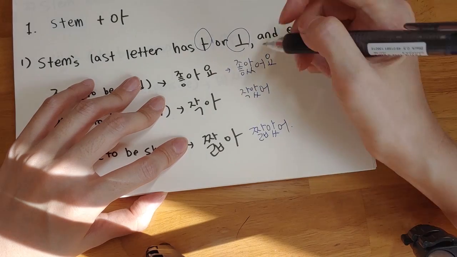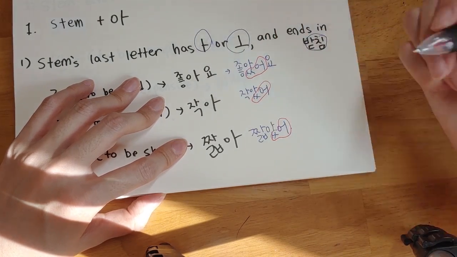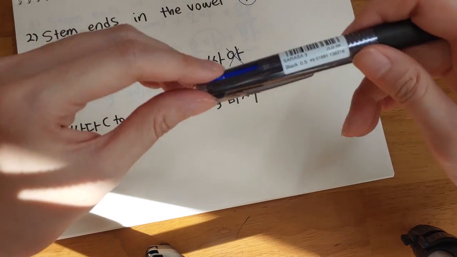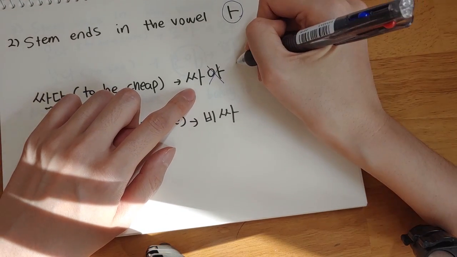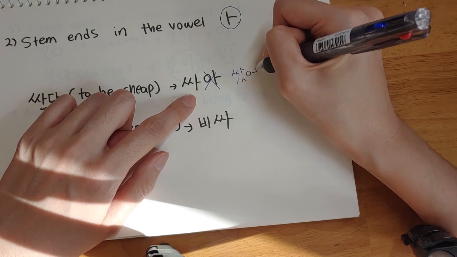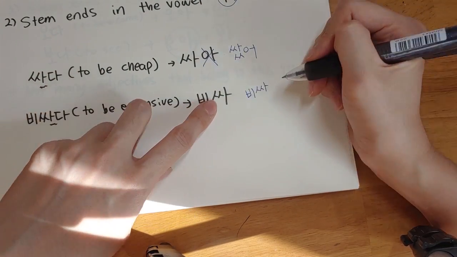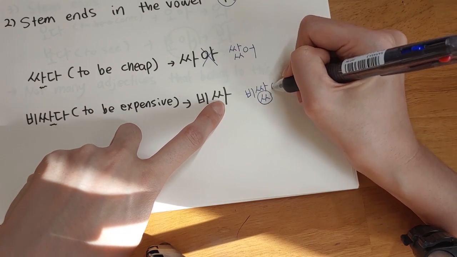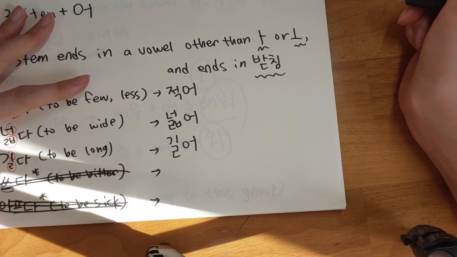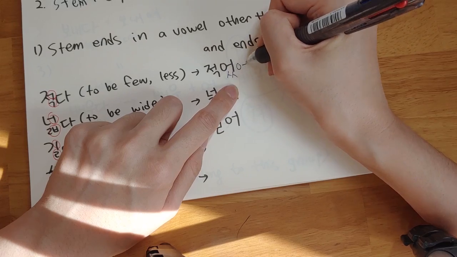짧았어. Right? Stem and 았어/었어, just like verb past tense conjugation, right? And same with other things. 싸. If you want to say was cheap, you can say 쌌어. And if you want to say was expensive, you can say 비쌌어. And other things as well. You can just put the stem and then 았어/었어.